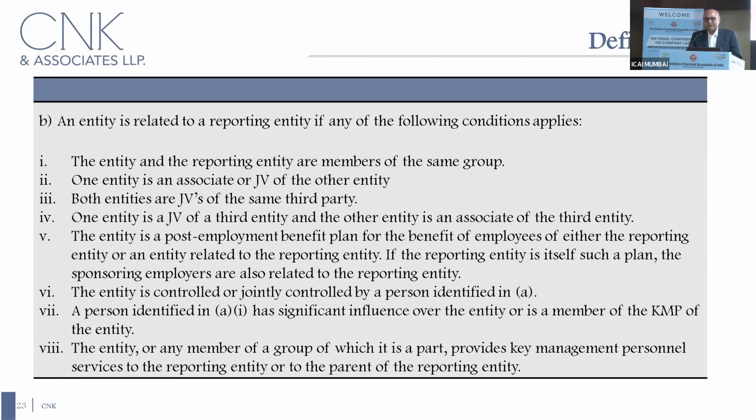The entity and the reporting entity are members of the same group. One entity is an associate or JV. Both entities are JVs. One is a JV of a third party. The entity is a post-employment benefit plan. So if you are a provident fund plan or a gratuity fund, all that automatically becomes your related parties. A lot of companies, instead of just making a provision for gratuity, have a gratuity fund and deposit that money with the insurance company. That gratuity fund, where the directors will never be involved and some employees may be involved, will in spite of that become a related party because it is controlled by the main company.